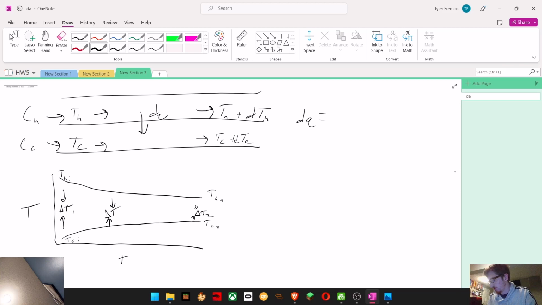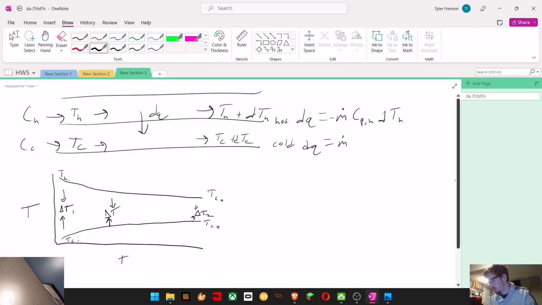dq is going to be equal to the mass flow rate, and this is for the hot. And this one will be for the cold. But dq will be equal to the mass flow rate times the heat capacity at a constant pressure for the hot fluid times dTh. And then same thing for the cold one. Sorry, the hot is losing heat energy, so we're going to make that negative, while the cold stream is gaining energy, so we're going to make it positive.